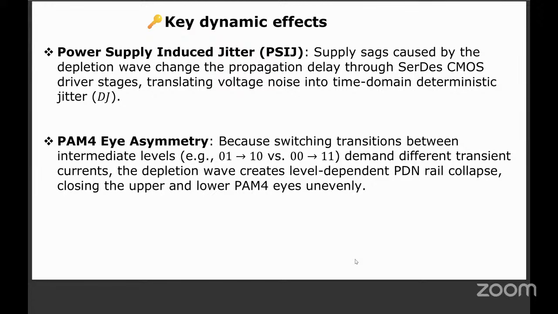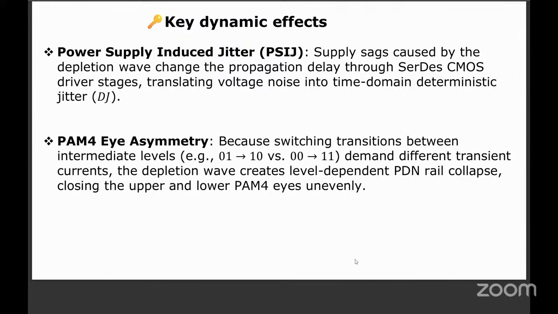I have mentioned power supply induced jitter, PSIJ. Supply sags caused by the depletion wave change the propagation delay through SerDes CMOS driver stages, transmitting voltage noise into time-domain deterministic jitter, DJ. So deterministic DJ is now called power supply induced jitter. It is very difficult to control this.